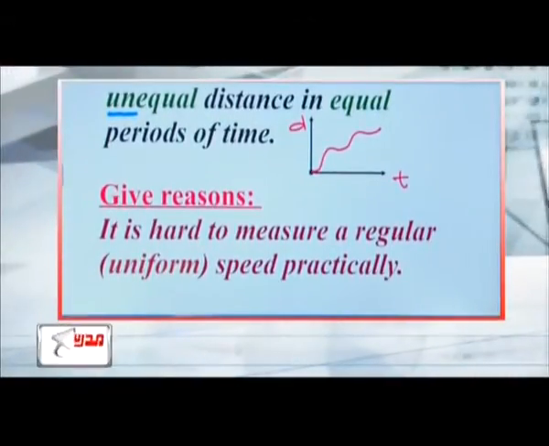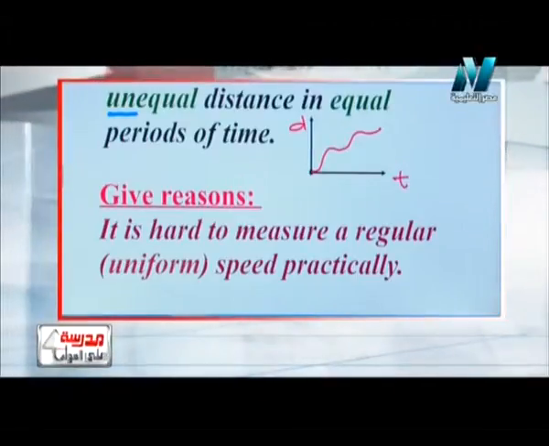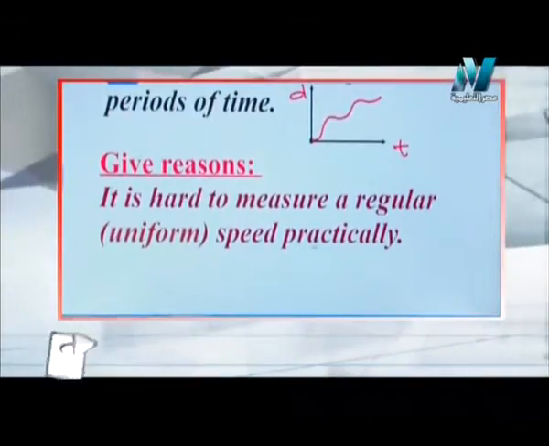As we see here, we have a very important give reason. It's hard to measure a regular or uniform speed practically. Practically, we can't measure the speed of cars and planes, or any object on the surface of the earth. Practically, they can't move continuously as in uniform or regular speed. No object moves with uniform speed all the time on the earth. I am talking about the earth, not space. Maybe the speed of the moon around the earth is uniform, and the speed of the earth around the sun is uniform. But here we talk about cars, planes, motorcycles, bikes, and so on.